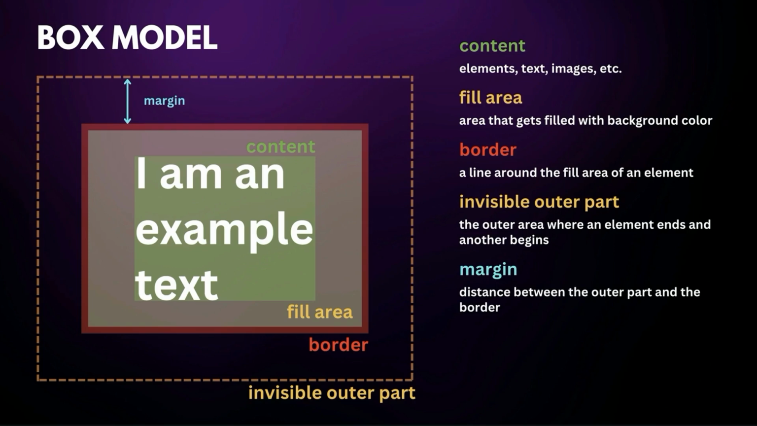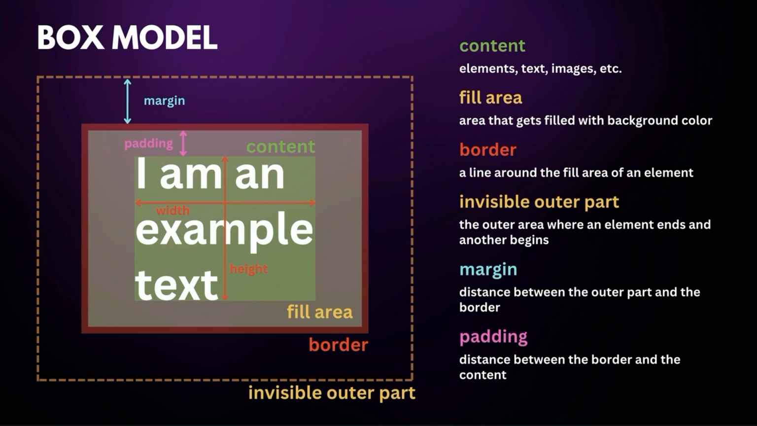We then have the margin, and the margin is simply the distance between the outer part and the border of the element. So whenever we increment the margin, we are incrementing the area between the border and the invisible outer part. The same thing can be done from the content and the border, and this is called the padding. So the same way as we have the margin for the border and the outer part, we now have the padding from the content to the border. And if we increment or decrement it, then we are going to also increment and decrement the fill area.